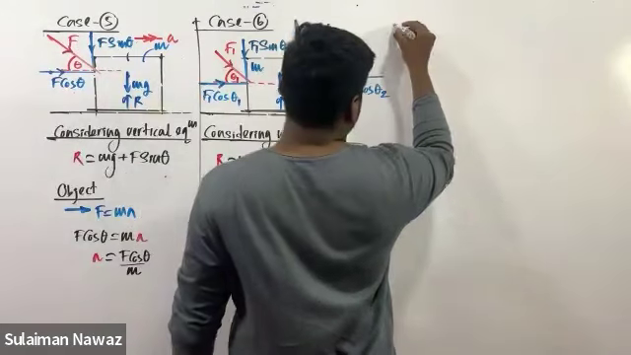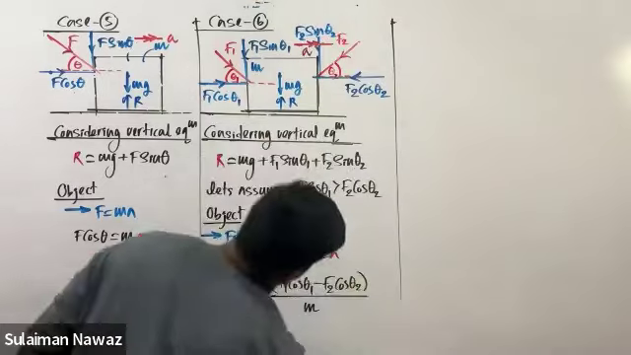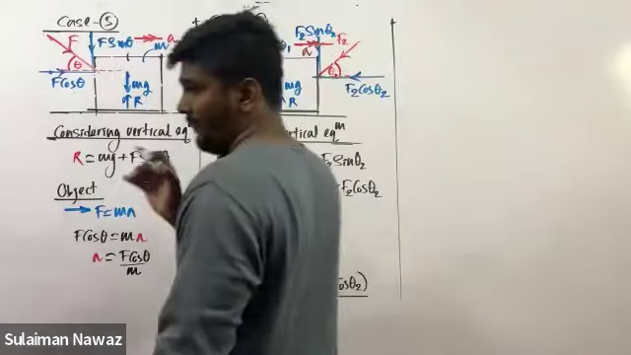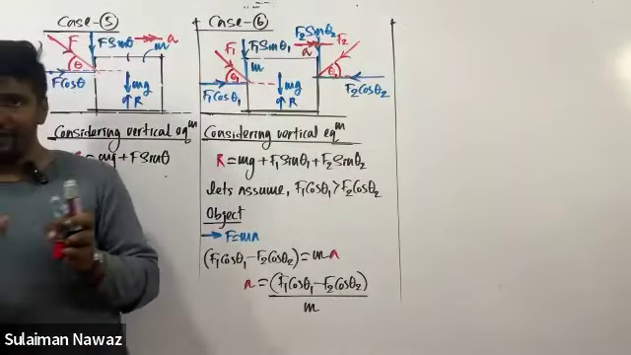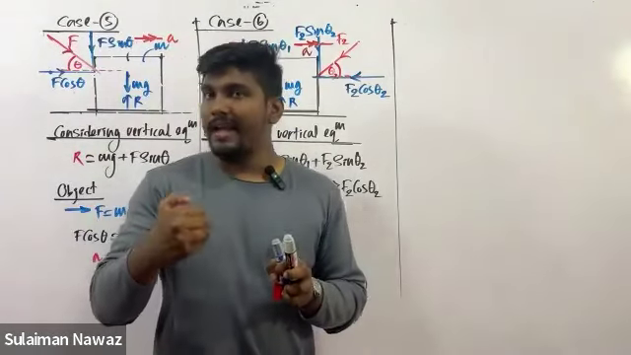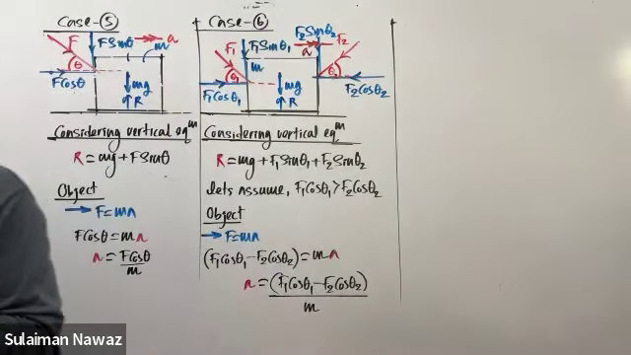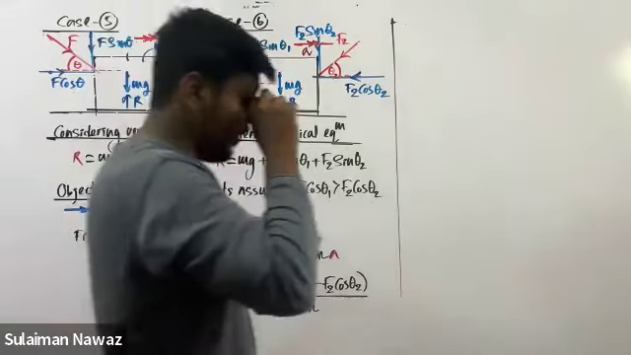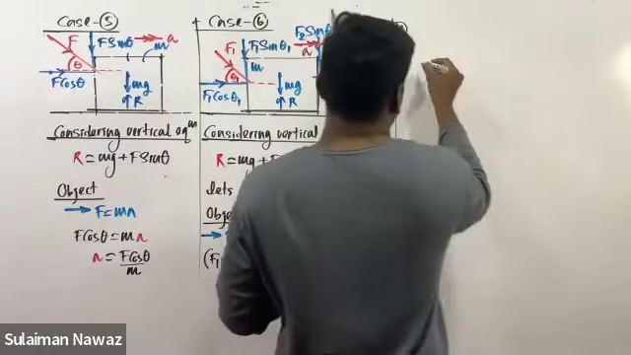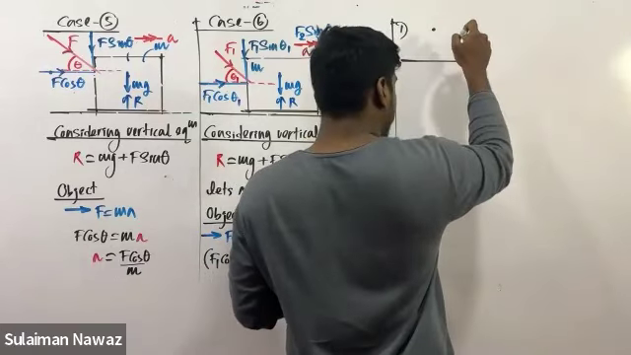Now, sample question SQ1. Write down: find the normal reaction force and acceleration of the objects below. First one. Find the answers. Now you want to find the normal reaction and acceleration.